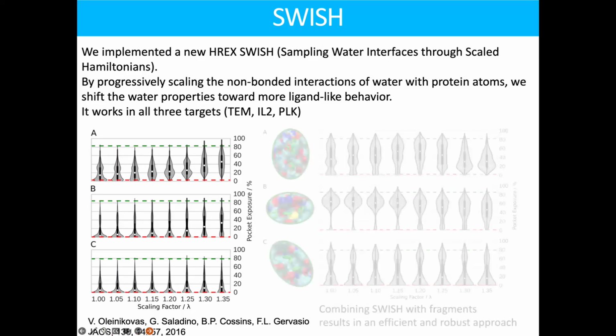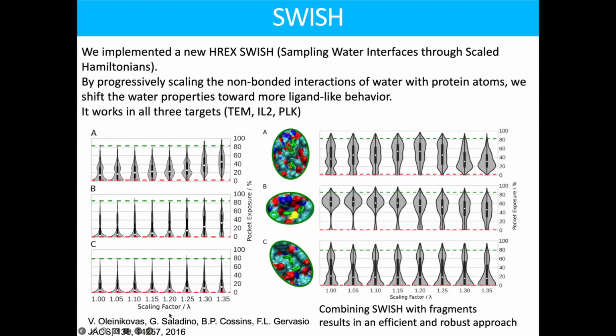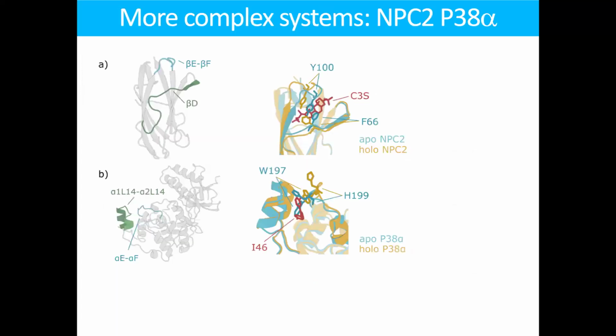So what really worked here is that if you combine Swish with small fragments like benzene or heteroaromatics, what happens is that at high lambda, Swish encourages the opening of the cavity, and then once it's open, you can bind there multiple benzenes, like in this case, or multiple heteroaromatic molecules, and they stabilize it. So once it's stable, there is this exchange with replicas with more normal water, but still the benzene stays there. So the combination of the two worked really well for these cases.